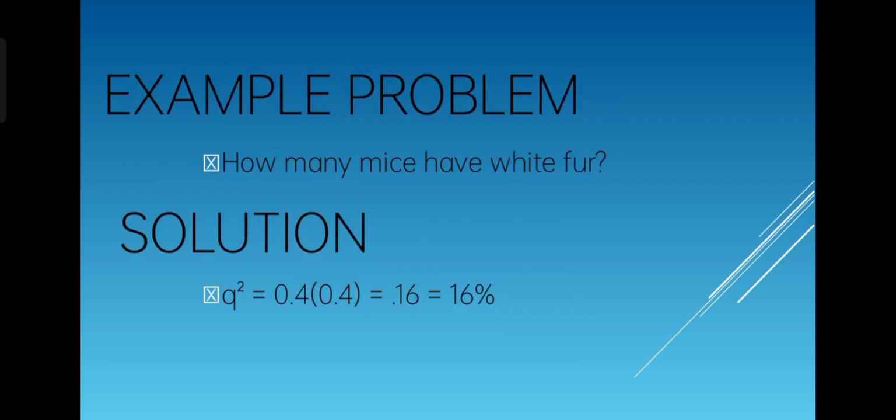Example problem. How many mice have white fur? In the question, q equals 0.4. So the solution is q squared equals 0.4 times 0.4, which equals 0.16 or 16%.